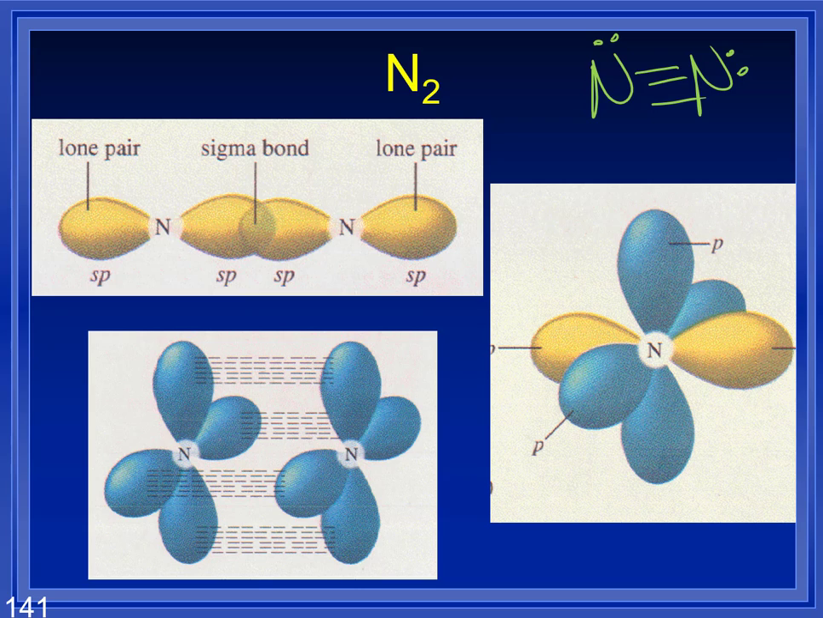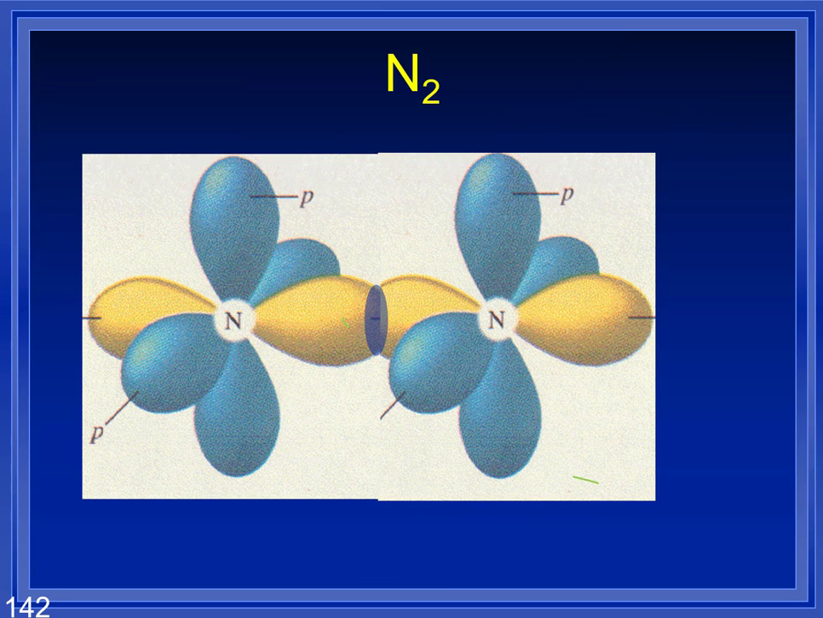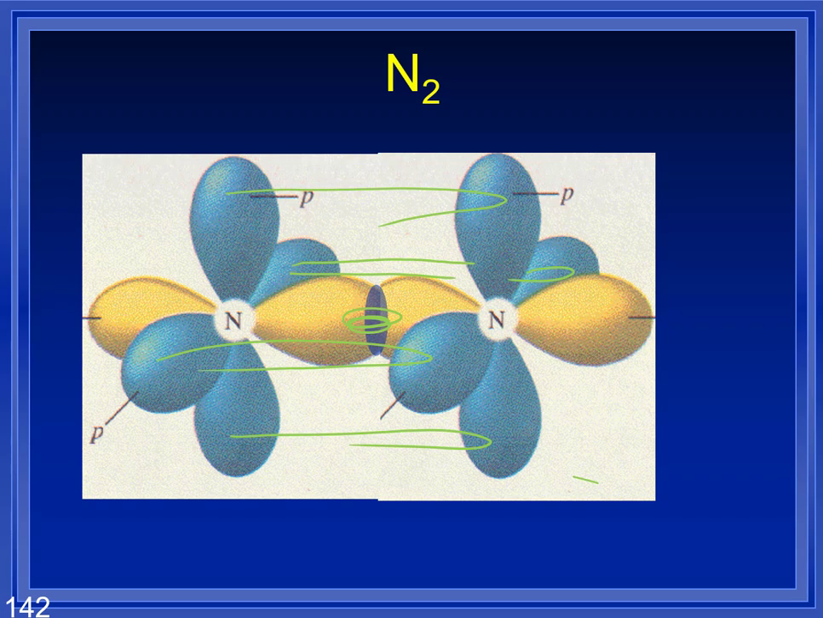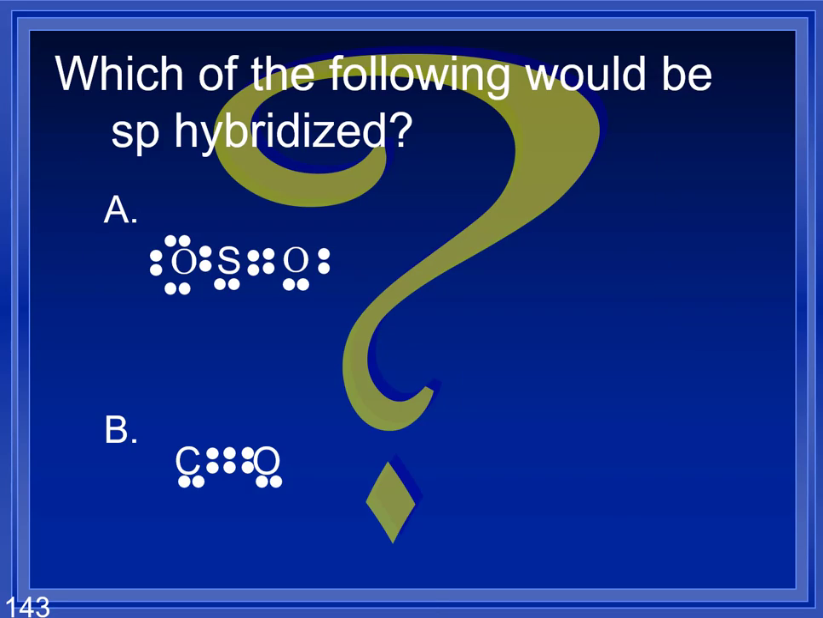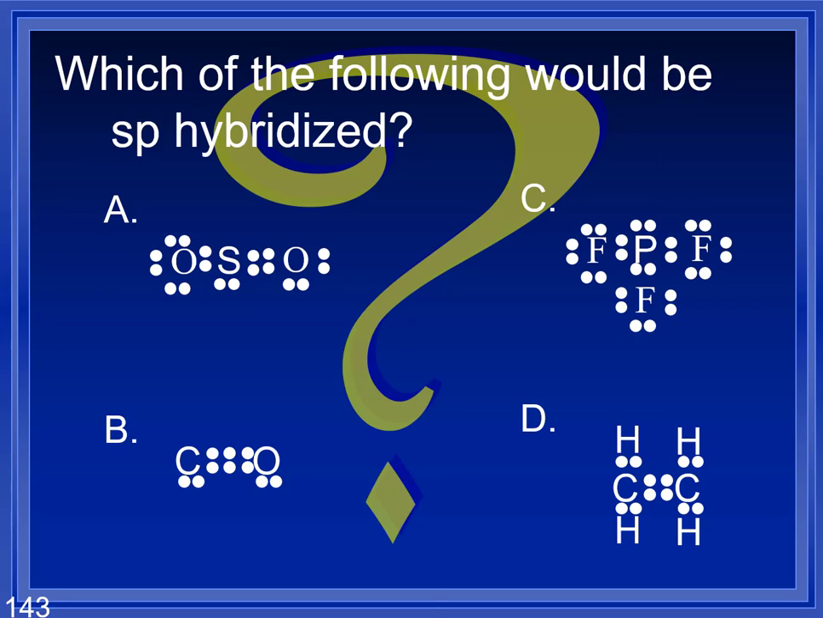So that tells us that those 3 bonds, one of them is a sigma. The second one's a pi. The third one's another pi. So N2 is really sigma, pi, pi. Okay. So, oops, one more.